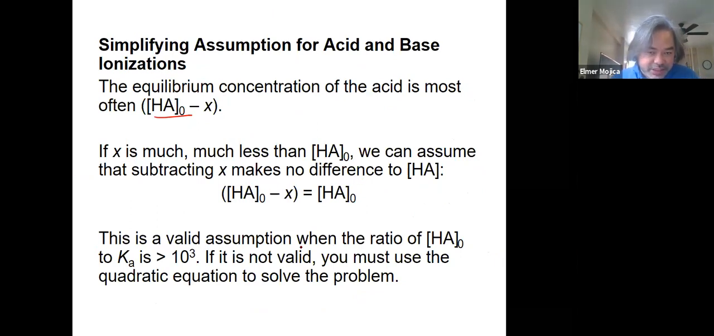Now, you have a valid assumption when the ratio of the initial concentration to Ka is more than 10 to the 3, or 1,000. It's more than 1,000. If it's not valid, you must use the quadratic solution to solve the problem.